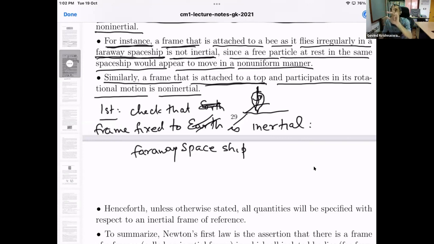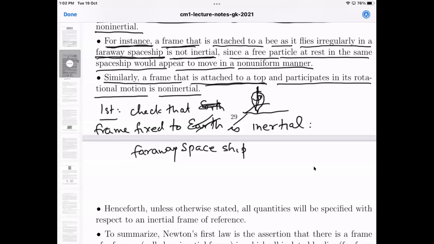Suppose I situate myself along the axis of the top and look out. At one moment, I'm going to see this camera. At another moment, I'm going to see this wall. So if a particle is fixed on my screen, it's not going to look fixed to me anymore. When I turn around, it's going to move towards my left and so on.